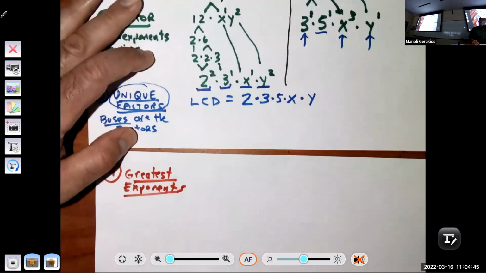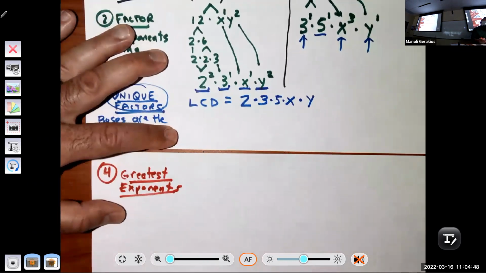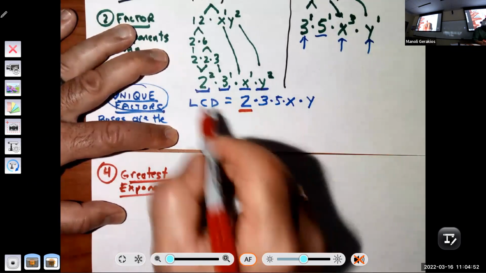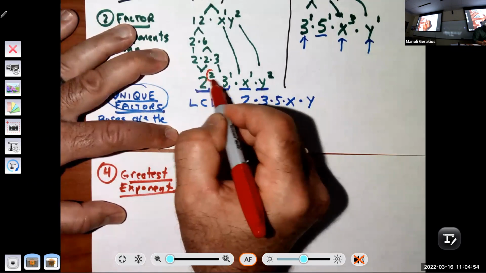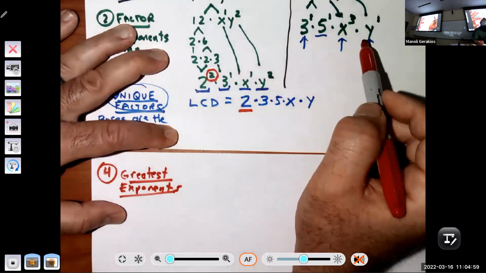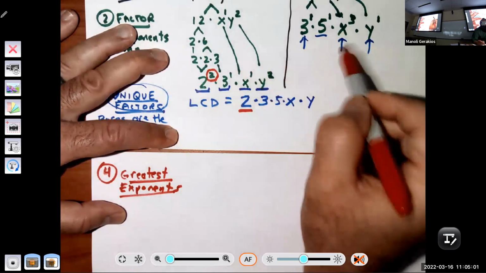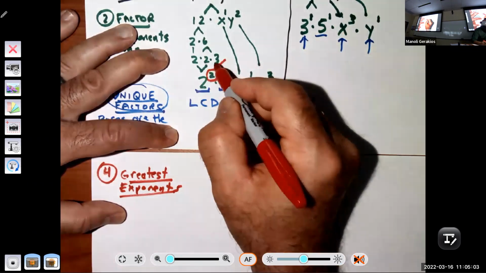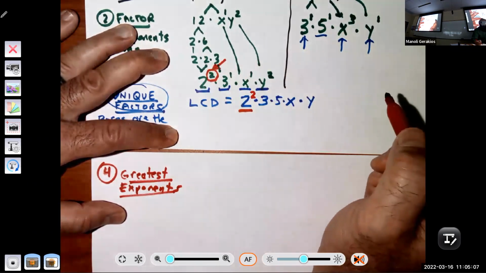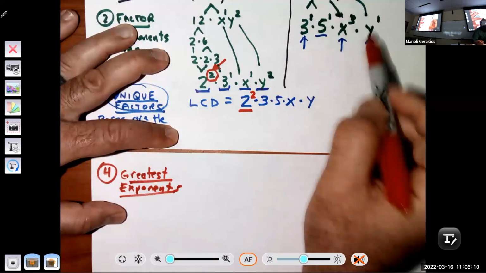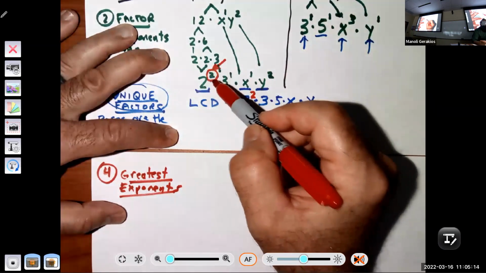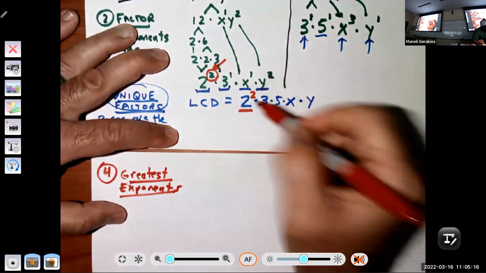On 2's, what's the biggest exponent I see? Like 2's appear here. It appears to an exponent of 2. Are there any 2's in this factor tree? No. When there's no other 2 in the other factor tree, I grab the entire exponent and I put it all on this one. I need all of the 2. When there's nothing bigger or doesn't exist at all in the other factor tree, then the exponent that's showing in that one instance is what we use.